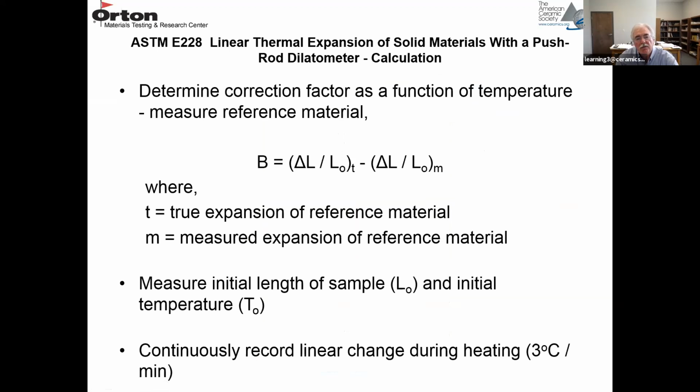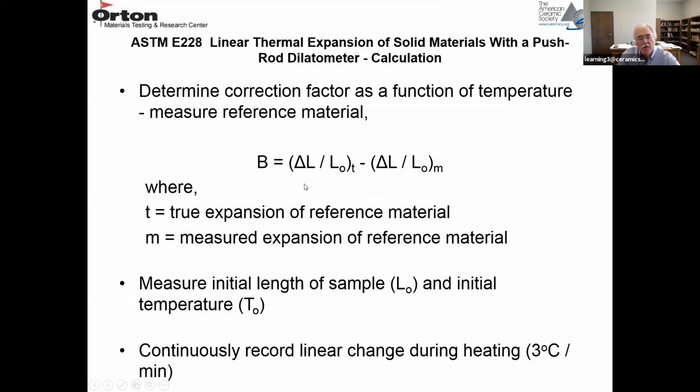You take one of those standards, put it in the dilatometer, and heat it as a function of temperature, so you measure your reference material. B is the correction factor. ΔL over L0 sub T is the true expansion of a reference material, which is what I just gave you in the previous tables. So you know the expansion behavior of your reference material, you measure it, and then you either subtract or add what the machine gives you: ΔL over L0 of the measured expansion of the reference material, or the machine expansion.